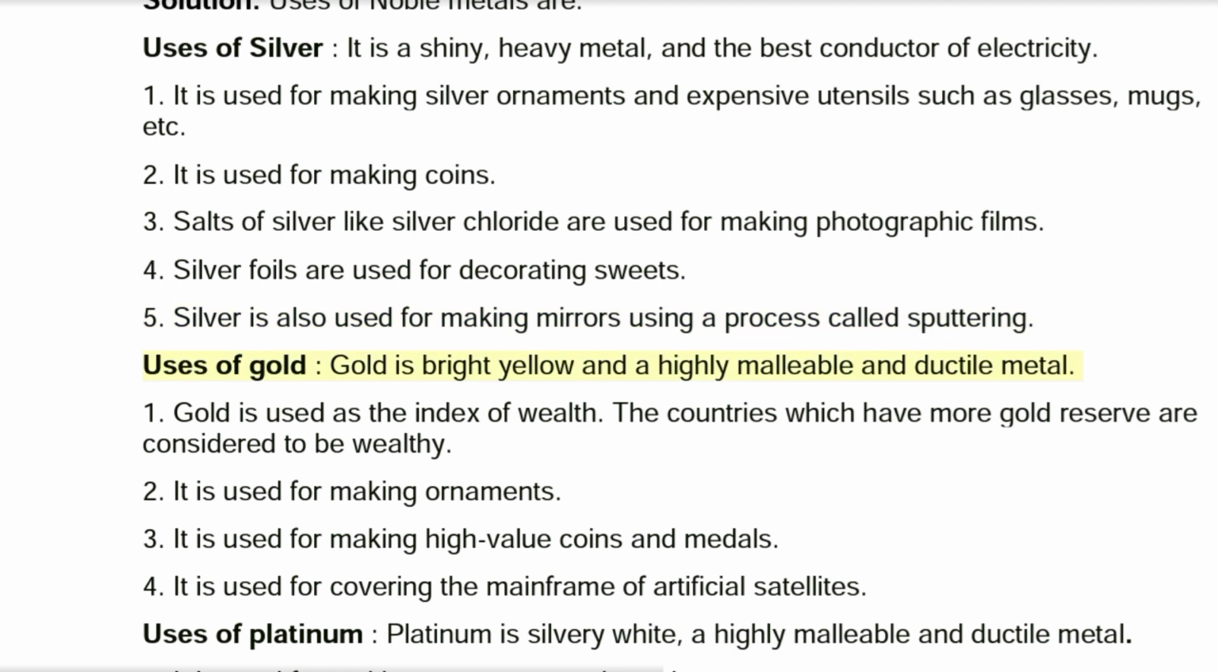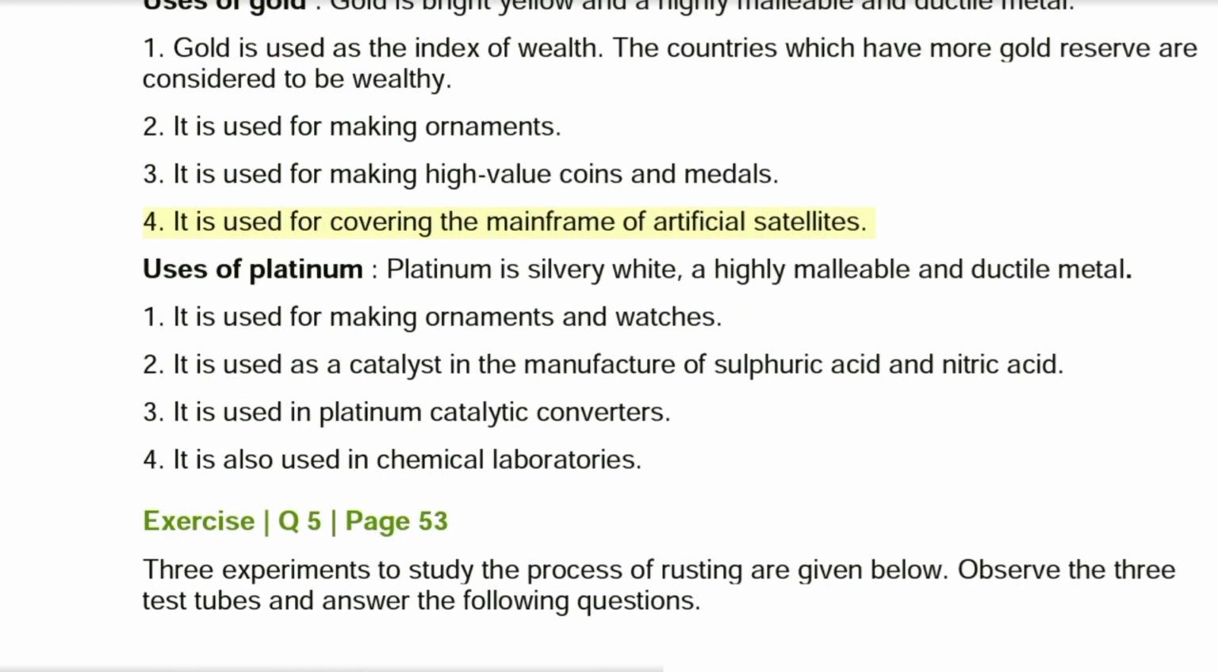Uses of gold. Gold is bright yellow and a highly malleable and ductile metal. 1. Gold is used as the index of wealth. The countries which have more gold reserves are considered to be wealthy. 2. It is used for making ornaments. 3. It is used for making high-value coins and medals. 4. It is used for covering the mainframe of artificial satellites.